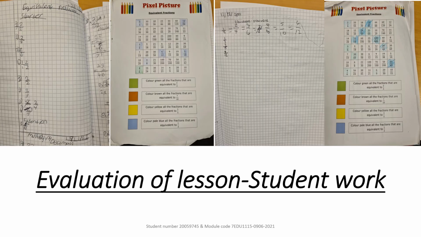So here are some pictures of 2 pupils' work that they completed during the lesson. If you look at the 2 pictures on the left hand side, this student was unable at the time to make progress with the starter.